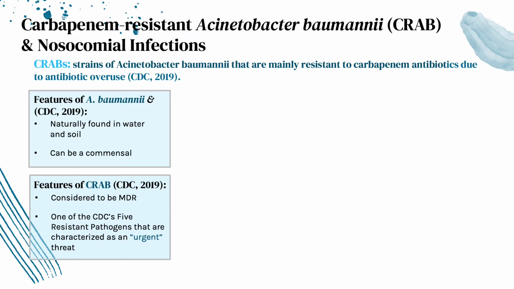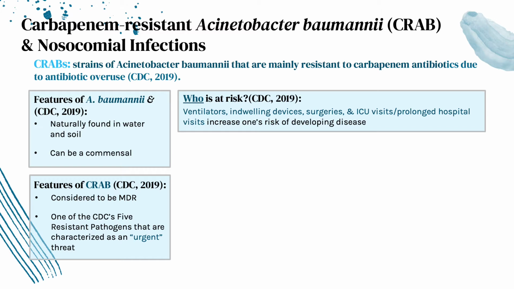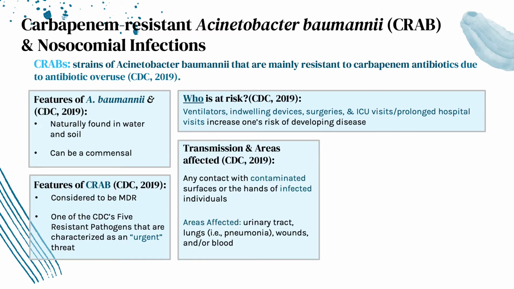CRABs, on the other hand, are recognized as an increasing threat, and they were multi-drug resistant before being characterized as carbapenem resistant, and this is because carbapenem was the first line treatment for these multi-drug resistant organisms. So, like other nosocomial pathogens, CRABs tend to affect those on ventilators, with indwelling devices, surgeries, prolonged hospital and ICU visits. And the organisms are typically transmitted through any contact with contaminated surfaces or the hands of infected individuals, and it affects the urinary tract, the lungs, wounds, and or blood.